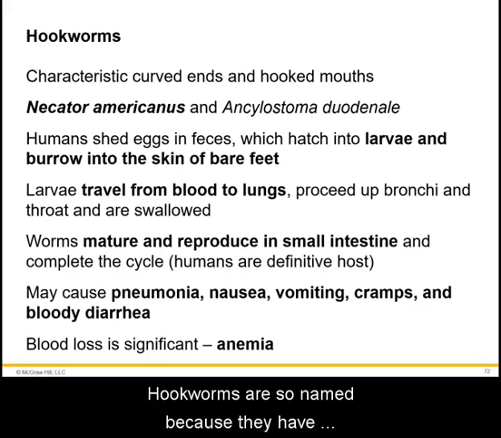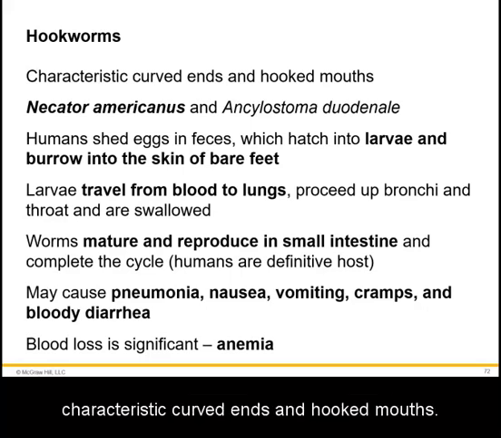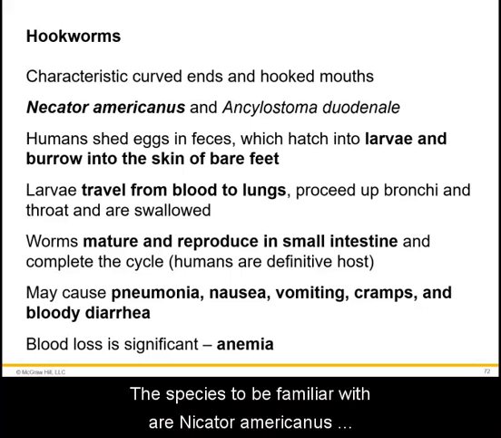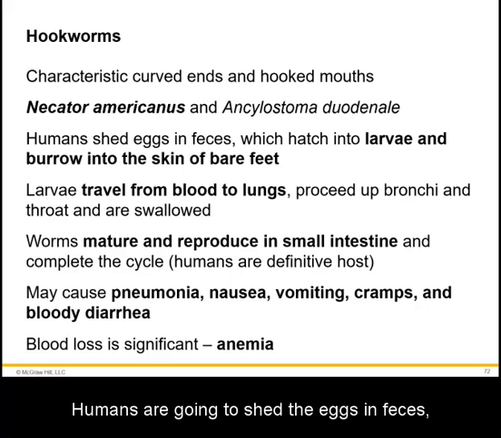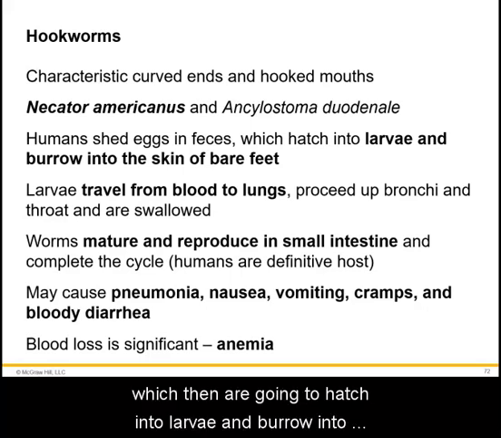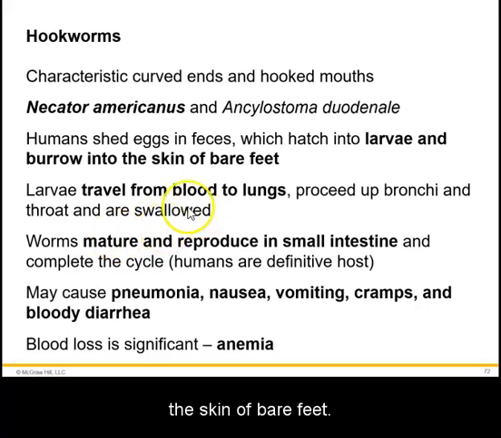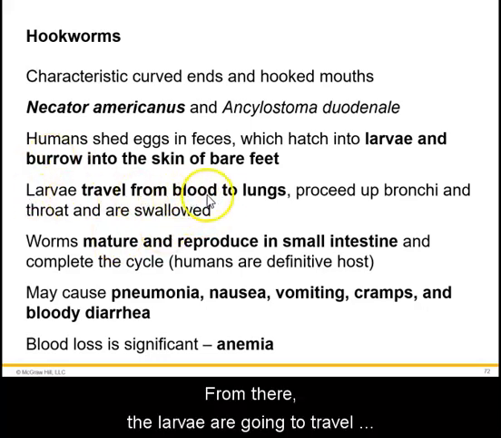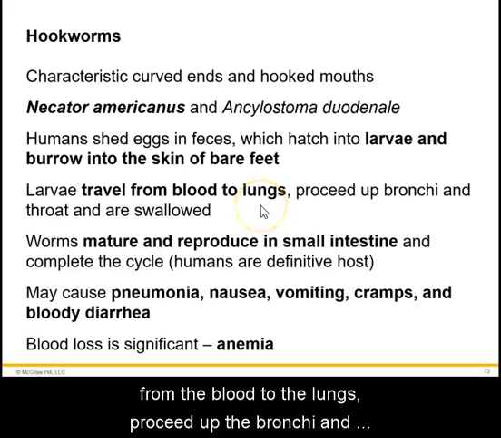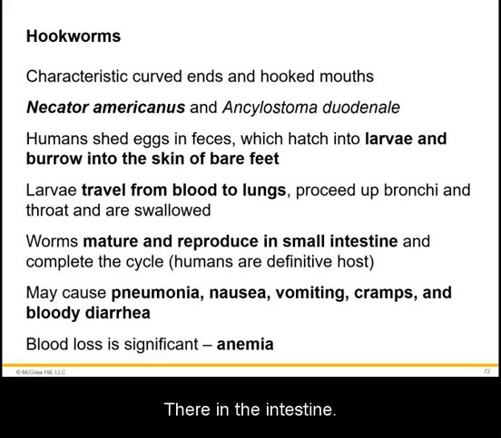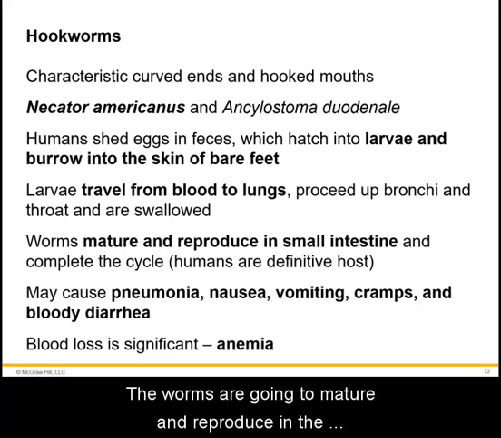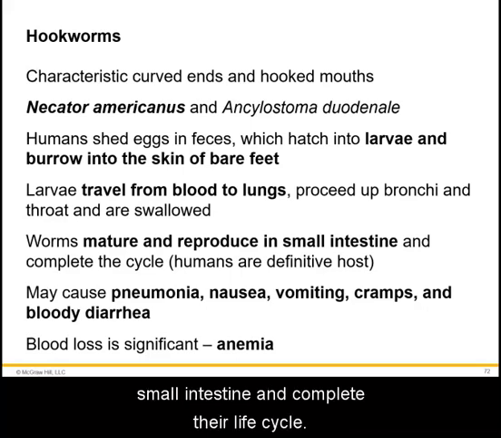Hookworms are so named because they have characteristic curved ends and hooked mouths. The species to be familiar with are Necator americanus and Ancylostoma duodenale. Humans are going to shed the eggs in feces, which then are going to hatch into larvae and burrow into the skin of bare feet. From there, the larvae are going to travel from the blood to the lungs, proceed up the bronchi and throat, and again are going to be swallowed down into the stomach. There, in the intestine, the worms are going to mature and reproduce in the small intestine and complete their life cycle.